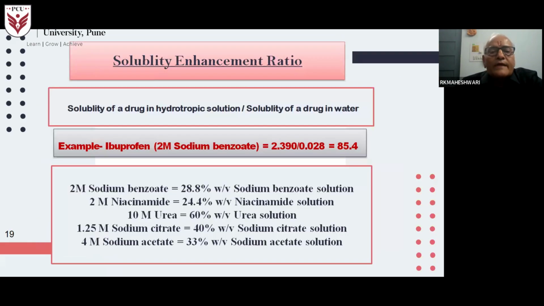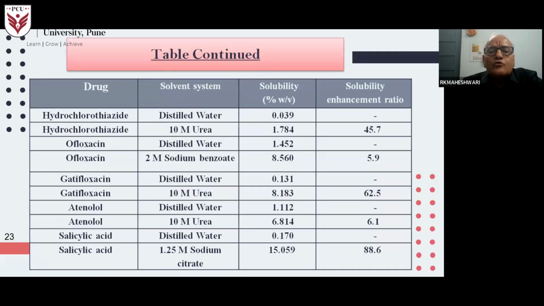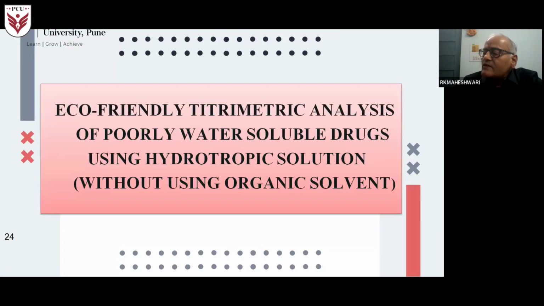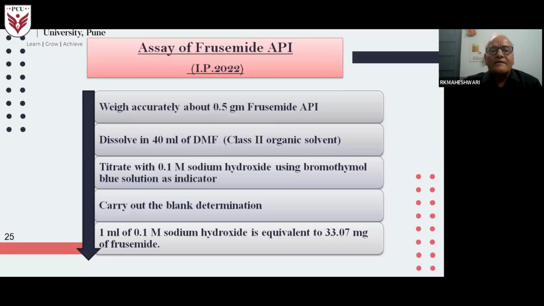Now we are shifting towards the utilization of hydrotropic solubilization for replacing organic solvents. Now our aim is going to start. What is the aim? Our aim of today's lecture is how we can minimize the use of harmful organic solvents, because they are very harmful. So now from here we will start our journey from the titrimetric analysis, acid-base titrimetric analysis.